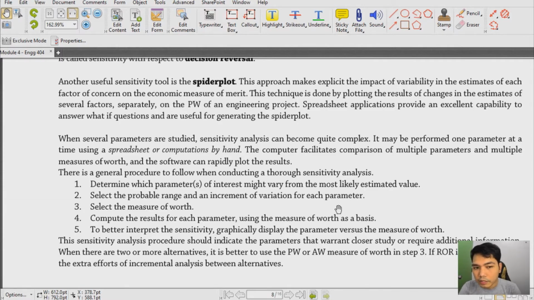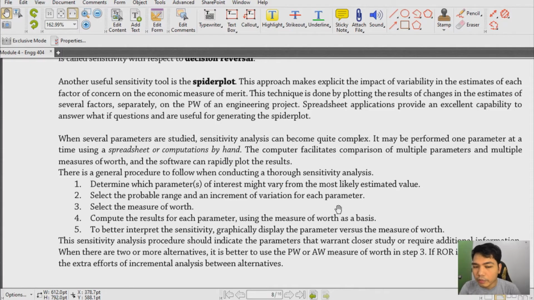So first one is that we determine which parameters of interest might vary from the most likely estimated value. Again, sabi nga natin, marami tayong parameters na pwedeng iset. So we have to select one of these parameters. Sometimes you can do double parameters, pero syempre complex computation yun. So we could just select one parameter in solving, and then we make the rest being constant na lang. And then for number 2, we select the probable range and an increment of variation for each parameter. Then number 3, we select the measure of worth.